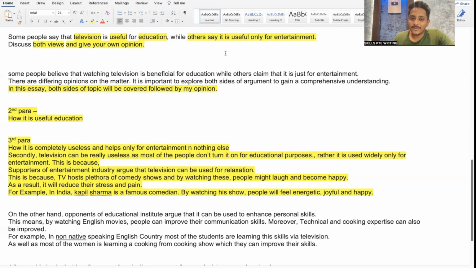Anyone didn't understand? The question is, television is useful for education. One category of people say so, the other category say, no, education, nothing. Apart from entertainment, it cannot be used for anything else. Others are actually scolding. They are not supporting.